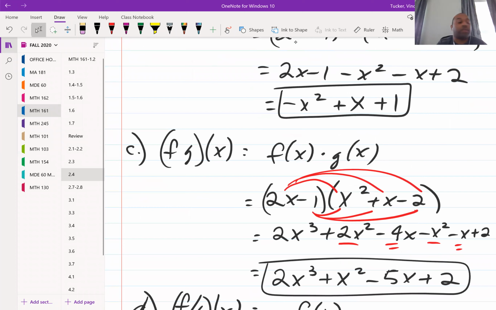Combining your like terms, negative x squared and positive 2x squared give you x squared, and negative 4x minus x will give you negative 5x. That would be your most simplified expression.